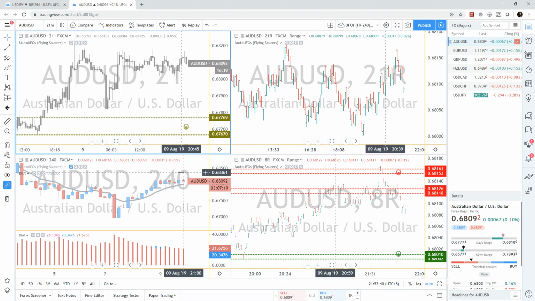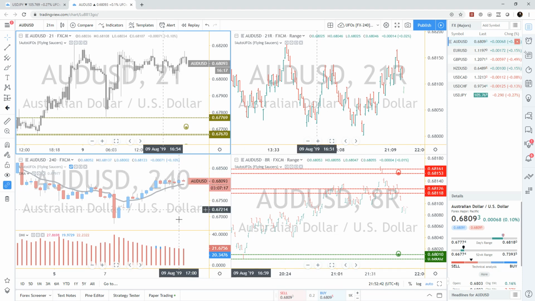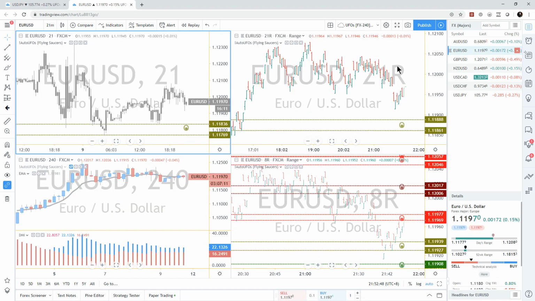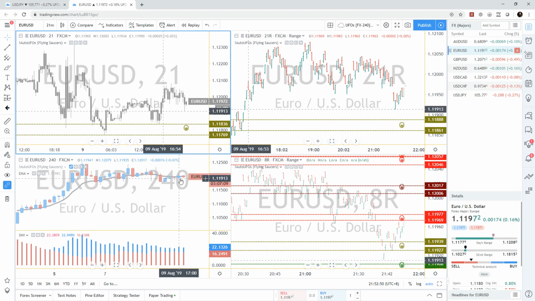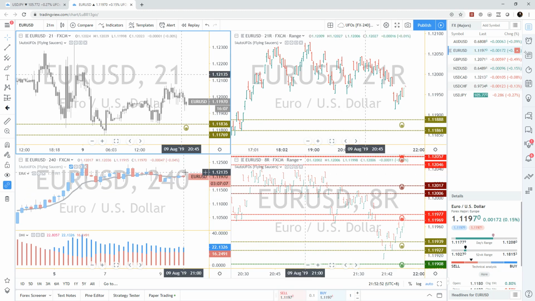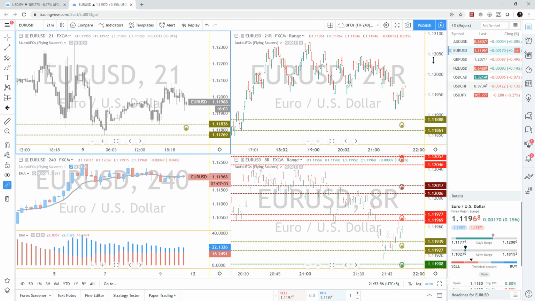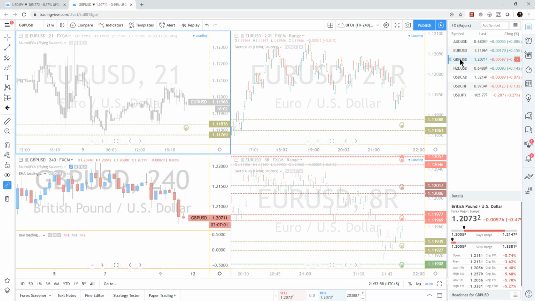So Aussie dollar: prior close is above, DMI is red. So we have a contradiction, non-confirmed climate. So we're going to go for the next one. The euro: close is above, DMI is blue. But we are now challenging the EMA and there is no green UFO. So we're just going to go for the pound.